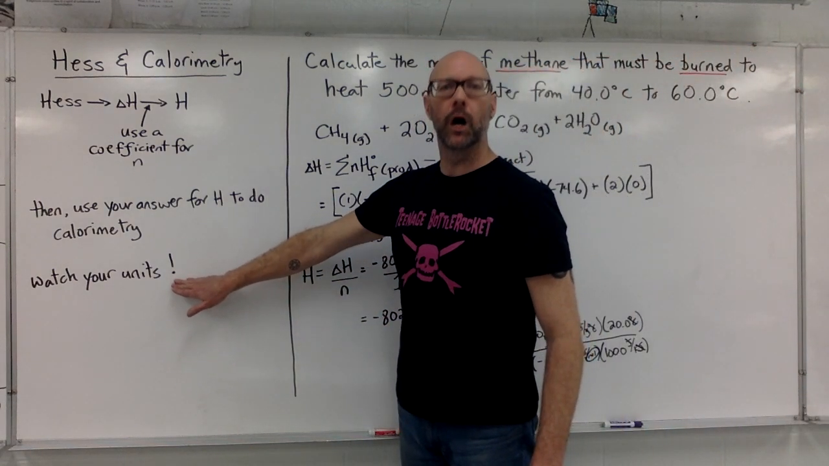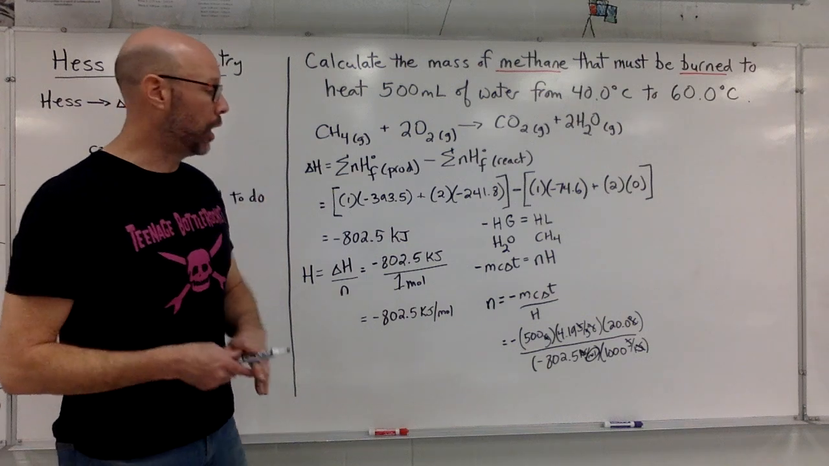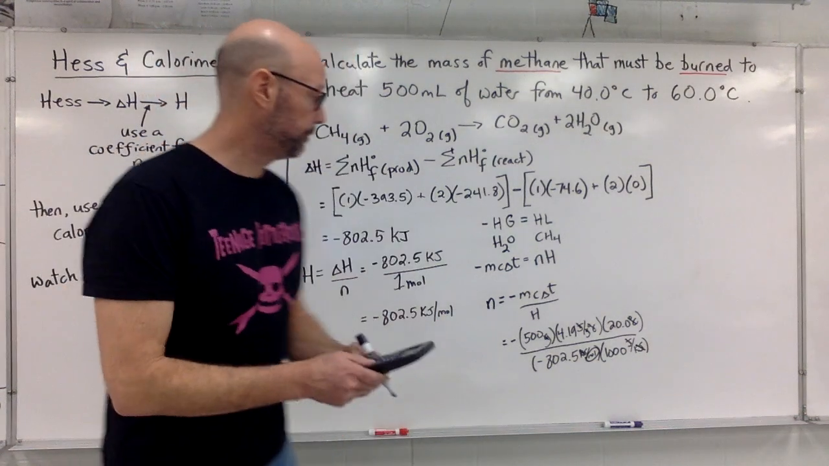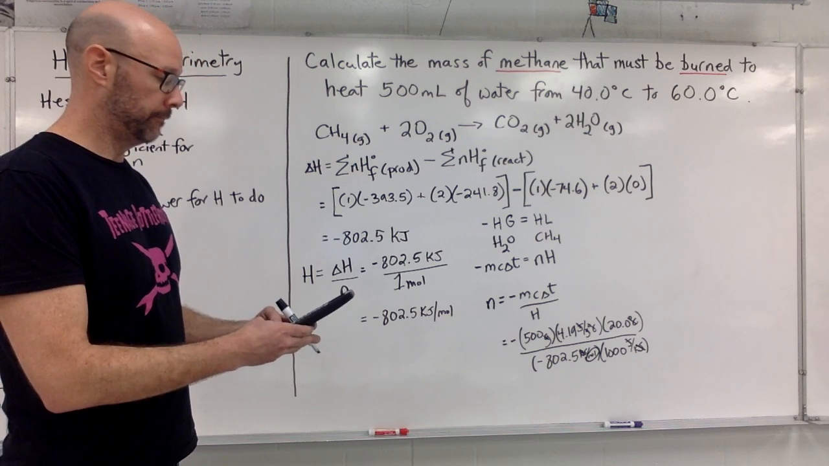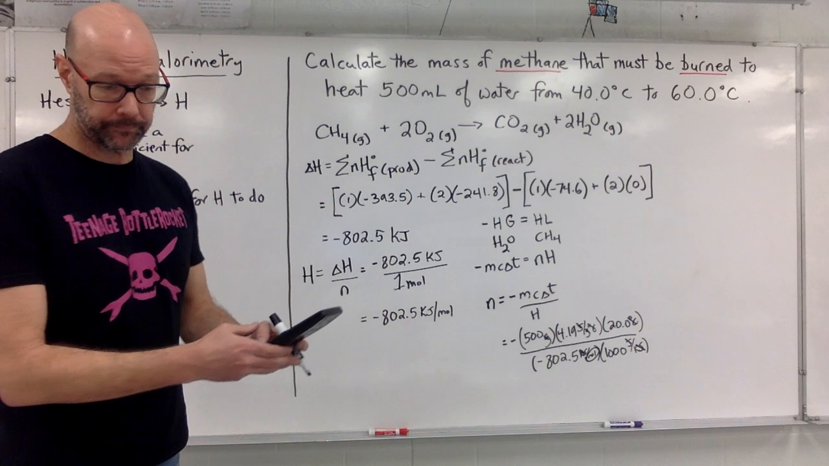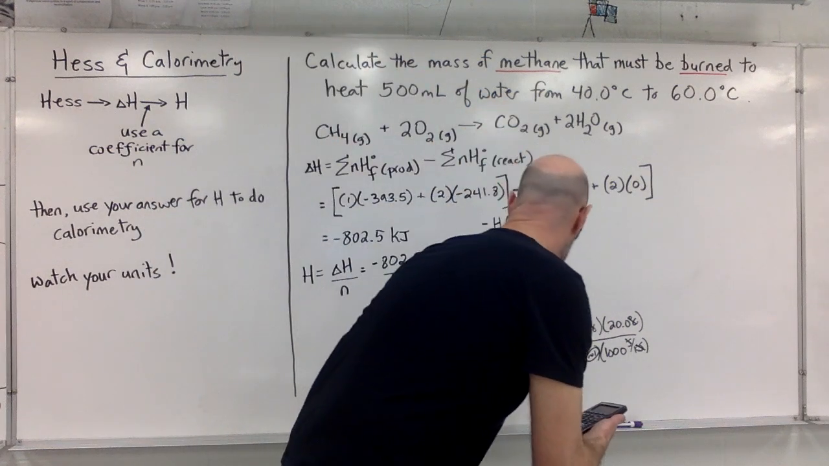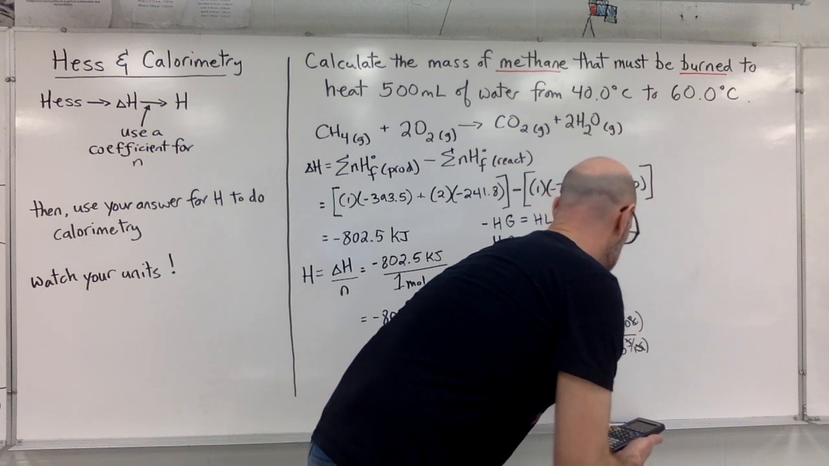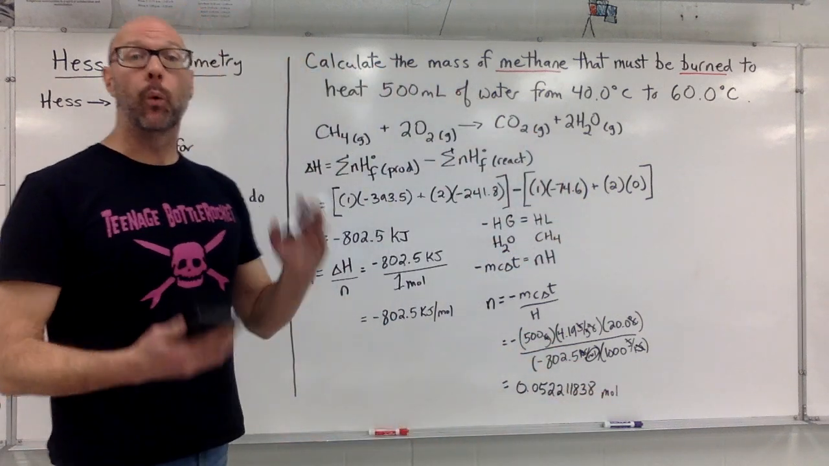It is significant that we watch our units. There are other options on how we can manage our units. However, I would encourage you all to work on the energy conversion. Okay, so now I'm typing. There's lots of buttons to push here. 500 times 4.19 times 20 divided by 802.5 times 1,000. Pretty small answer. 0.052211838. That is the moles. We still have one more step to go.